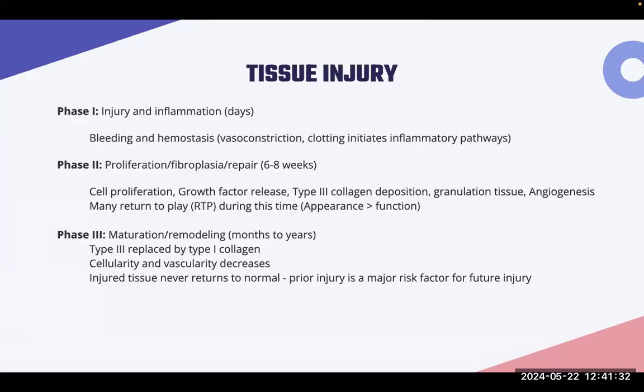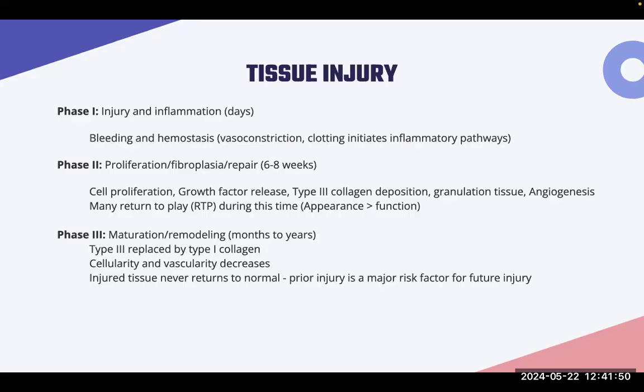And a lot of people may return to play during this time, especially if you're 6 or 8 weeks out. You feel good, you appear good, but that doesn't necessarily mean your function is good. You still might have that type 3 collagen that hasn't been replaced yet by type 1, which is what happens in phase 3. And that can take months to years.